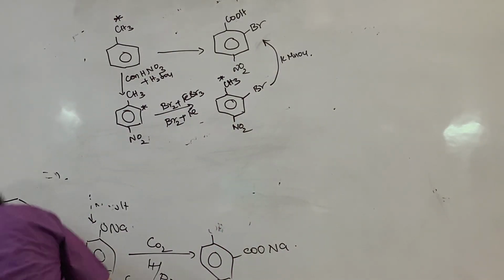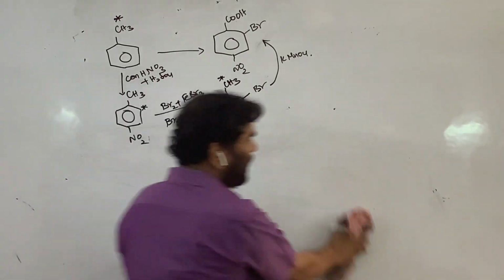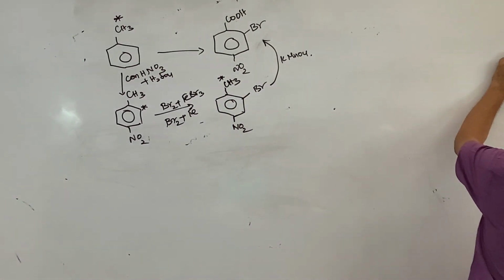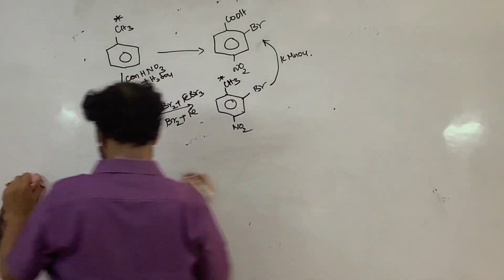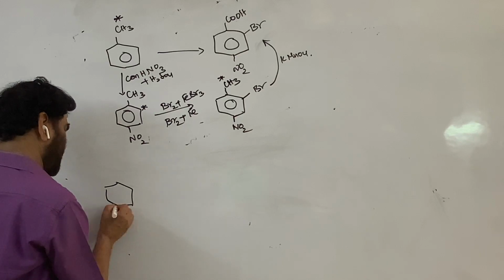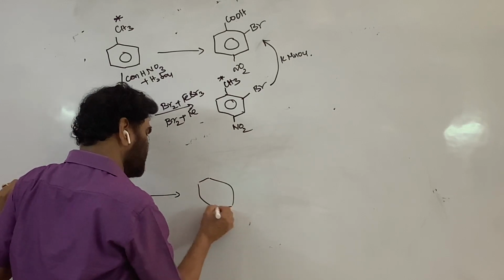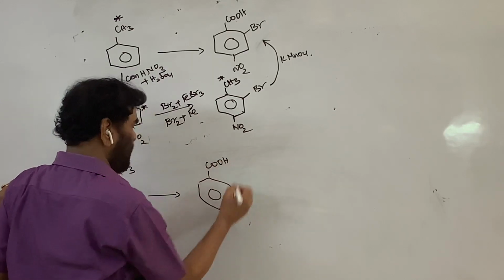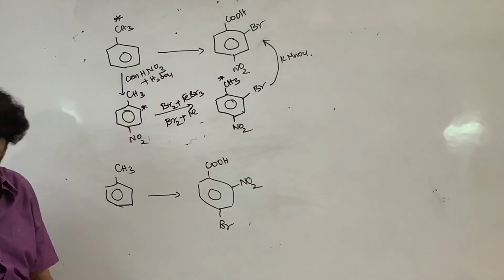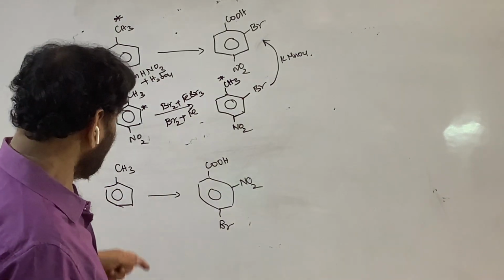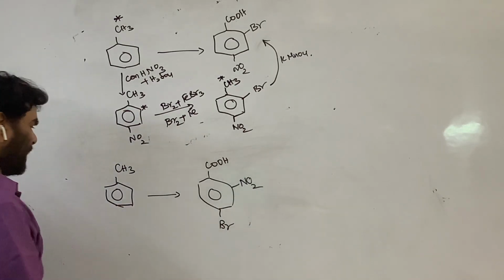So now, these are very simple conversions. Toluene into, so nitro and these are interchanged. Same, toluene is the starting material. This is the nitro group. And here, first carry out the bromination.